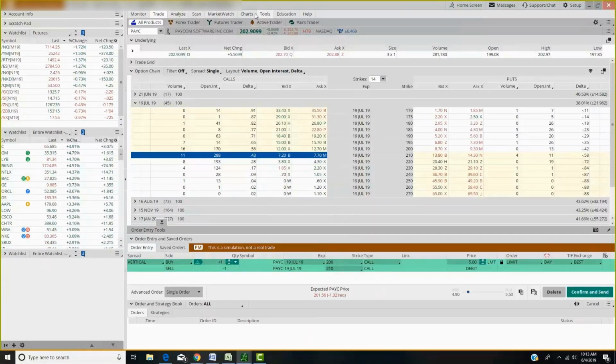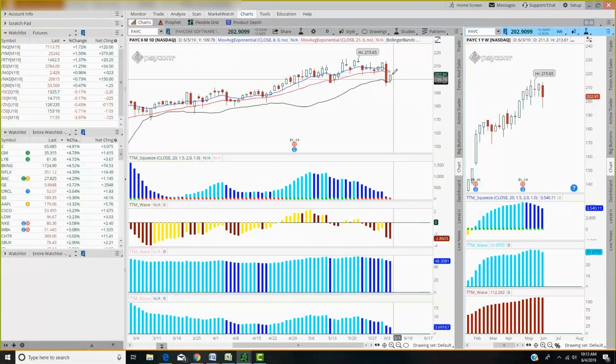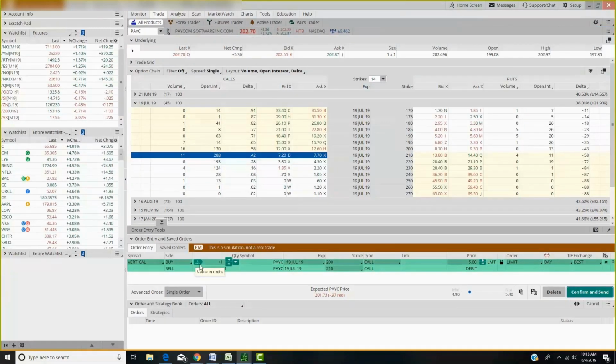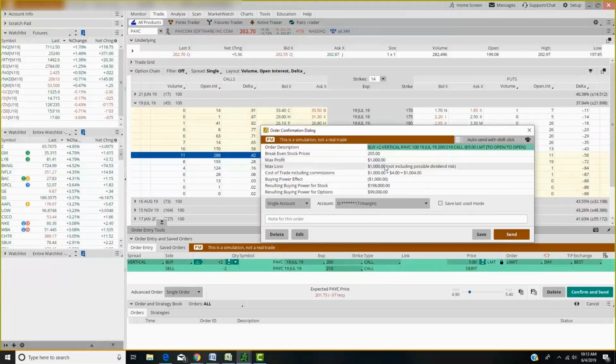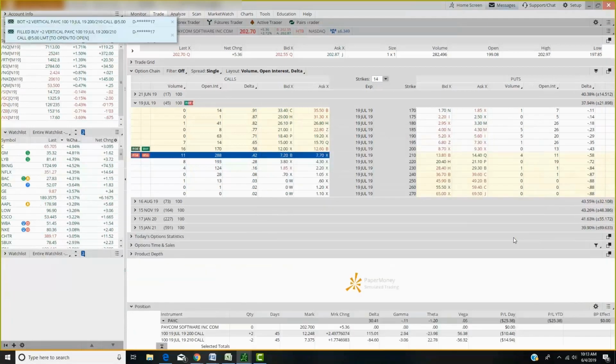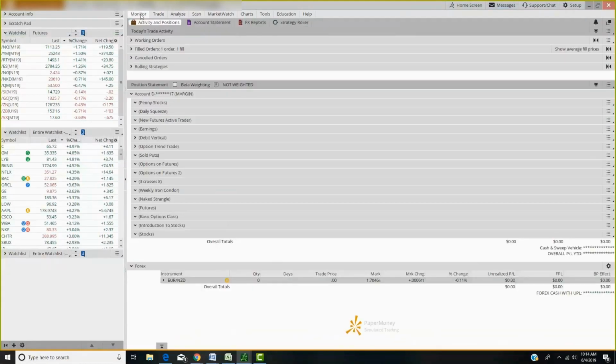So if I go back and I look at this, I like what's happening. This is a perfect area to buy all the internals. If I'm willing to risk $1,000, then I'm going to buy two here, 1,000, maximum profit 1,000. So if I hit my win, it's 100%. Let's see if, oh, we got filled. Welcome to paper money. We probably would not have got filled in real life, but there you go.